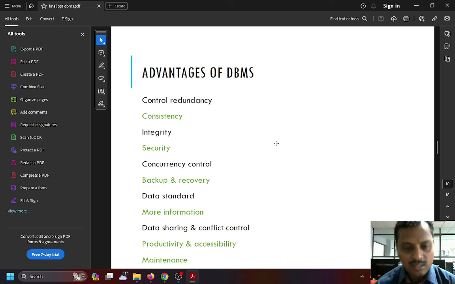So regularly you take the backup, and if something goes wrong, you go for a recovery. Data is maintained throughout with respect to the standards, and you get more information with respect to the files or data that you have. Data sharing is very easy with a database. Productivity and accessibility: it's very easy to have access to the data, and hence it increases productivity, and maintaining the data through a database system is easier as compared to the traditional system.